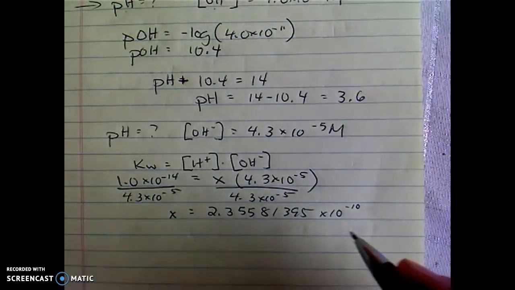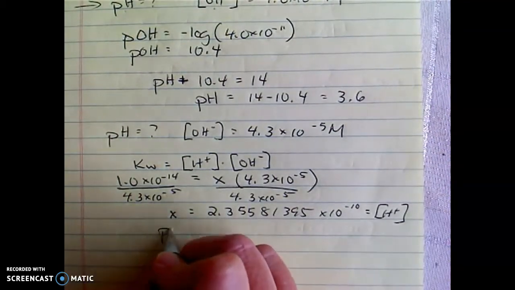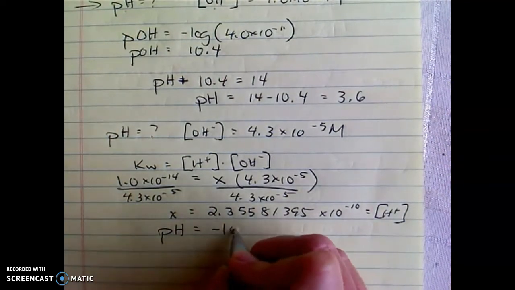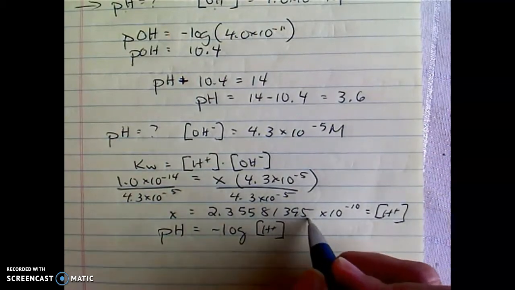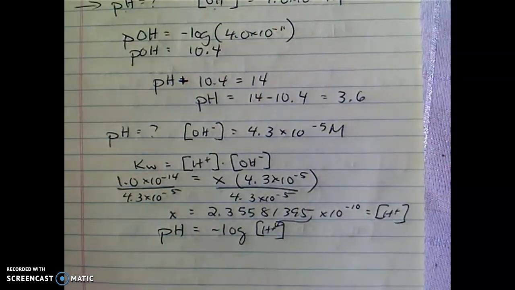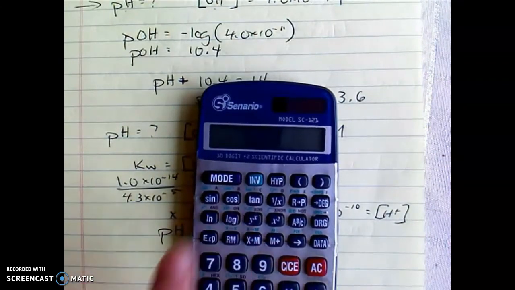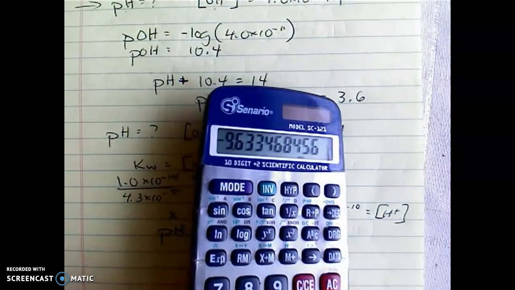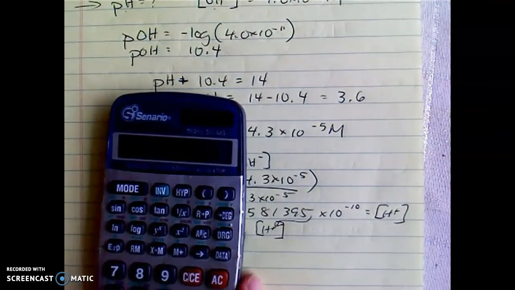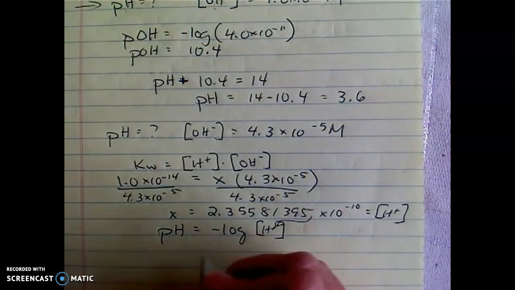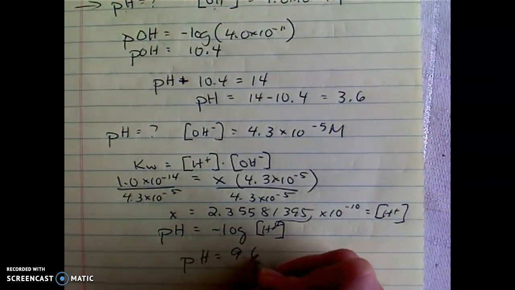Okay, this, remember, is the concentration of H plus. So when I go to find pH, negative log of H plus, this number goes in here. Well, that's on my calculator. So all I'm going to do is hit log, and then see the 9.633, times that by negative 1, and that gives me a pH of 9.63.